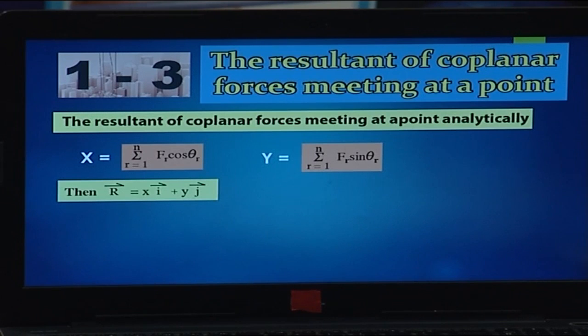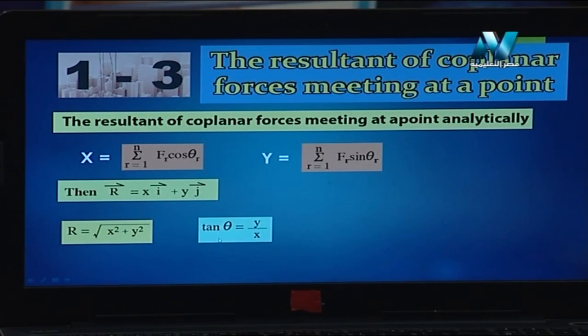R equals Xi plus Yj. This is the R vector. And the magnitude of R, which is the resultant, equals the square root of X power 2 plus Y power 2. The direction, tan theta, equals Y over X.